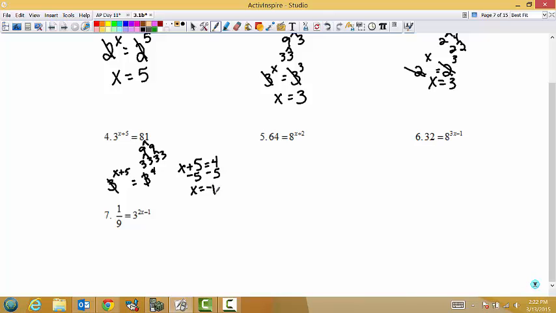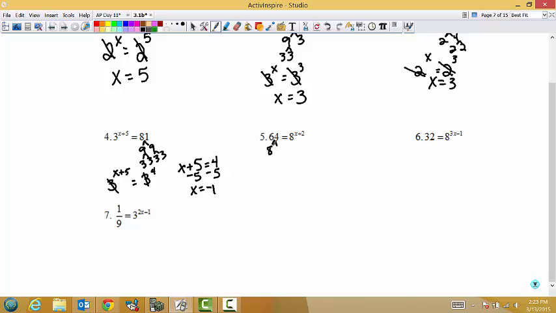And then number 5, there's actually 2 ways to do it. You've got 64, which is actually 8 times 8. So if this number and those numbers are the same, I could just stop and say 8 squared equals 8 to the x plus 2. Kill the 8's. 2 equals x plus 2, minus 2, minus 2. X equals 0. Or, yeah, I just erased it. I'm going to do it again another way. I just don't have enough room.